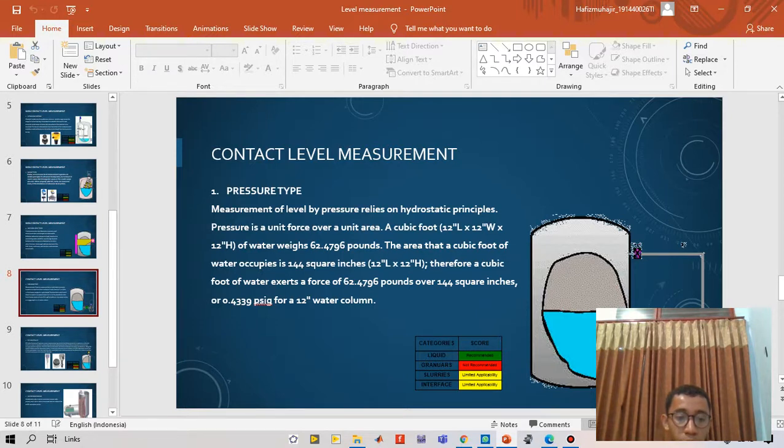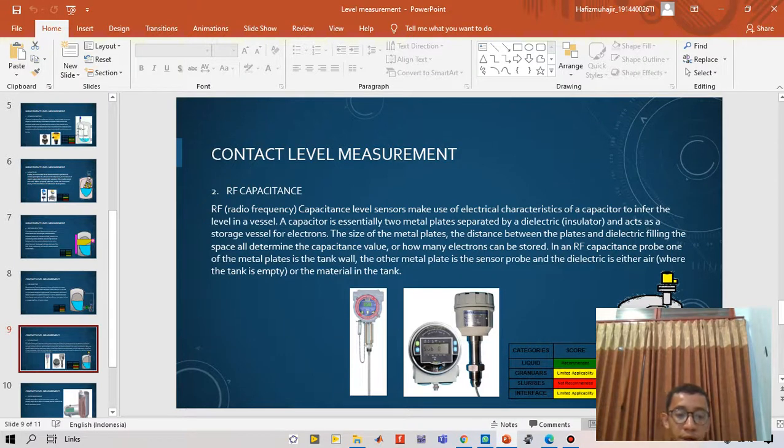No matter how many cubic feet of water were placed side by side, the pressure would still be 0.4339 psig. Hydrostatic pressure is only dependent on the height of the fluid, not the area that is covered.